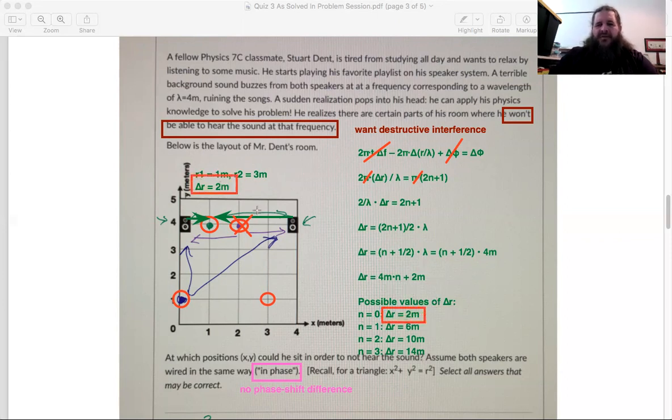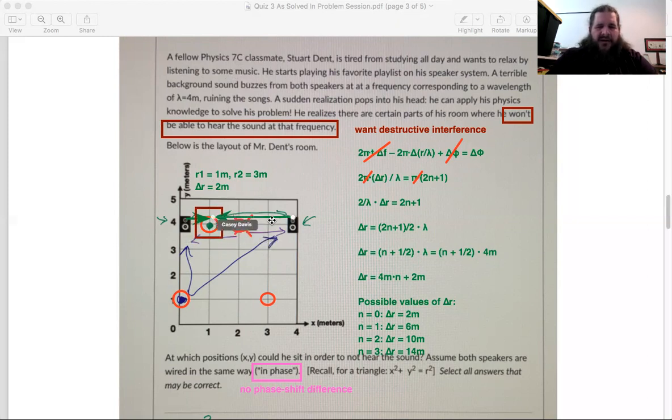And note that the actual distances traveled don't matter. All that matters is the difference between how far they travel. Since the difference between the distances is 2 meters, and that's on our list, that is a location that leads to destructive interference. So it looks like that is one of the locations we're looking for. This is destructive interference.